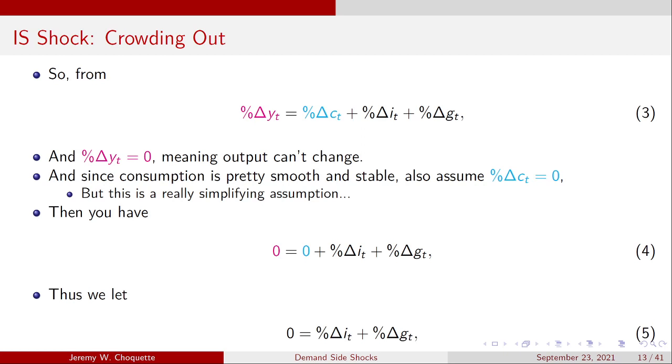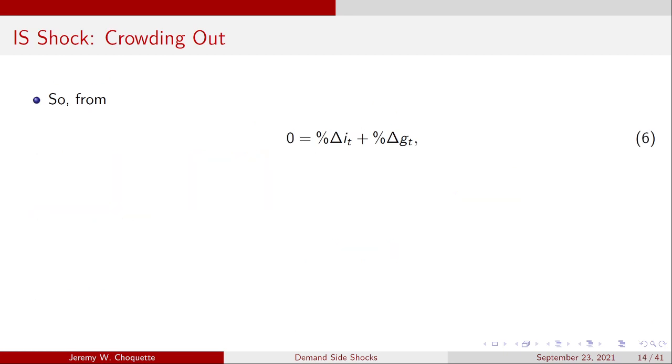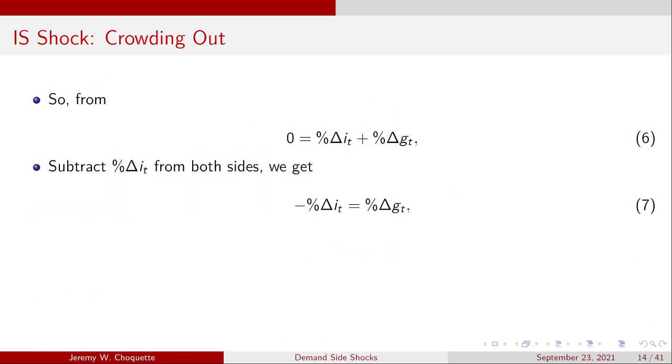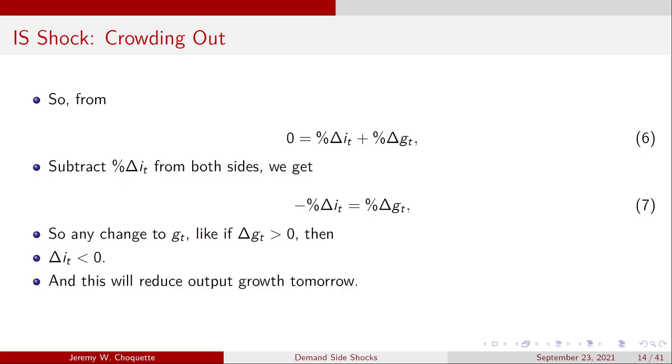Okay, I'm sure you probably see where this is going right now. From this, I'll subtract percent change I from both sides, and I get this in equation 7. So if there's any change to government spending, say percent change in GT is greater than 0, percent change in IT is going to be less than 0. It's going to be negative. It reduces output growth tomorrow.